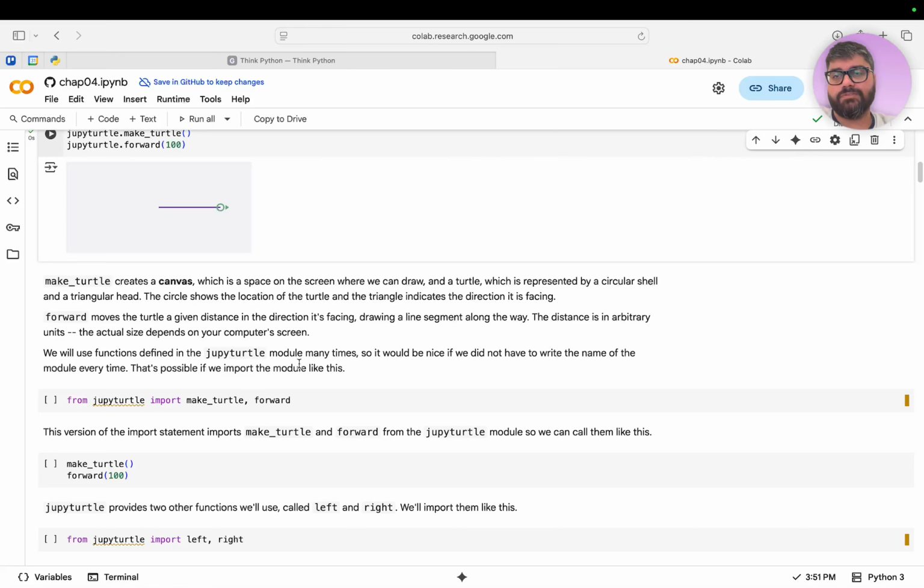You'll use functions in the Jupyturtle module many times, so it would be nice if you did not have to write the name of the module every time. That's possible if we import the module like this.